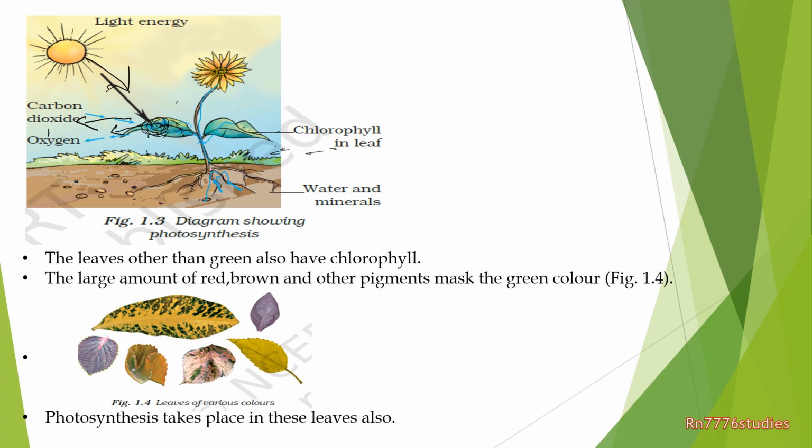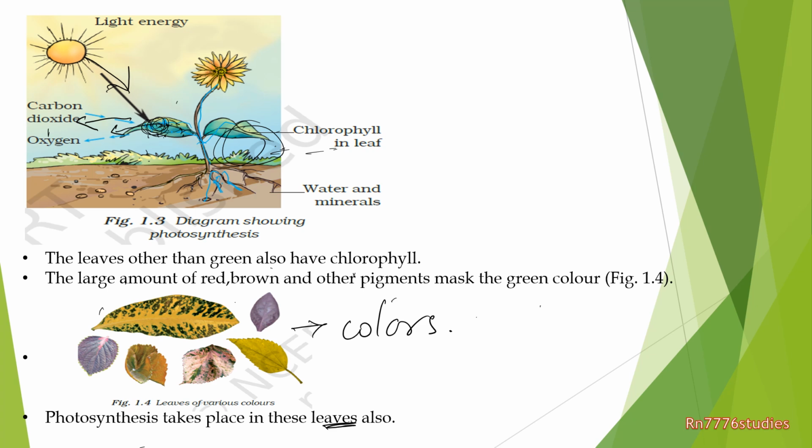Understood? The leaves other than green also have chlorophyll. The large amount of red, brown and other pigments mask the green color. You can see different colors of leaves. Photosynthesis takes place in these leaves also.